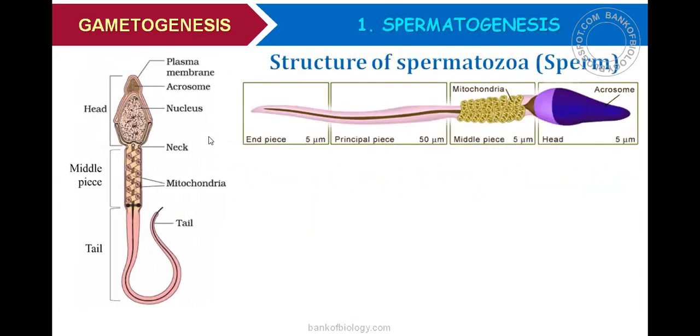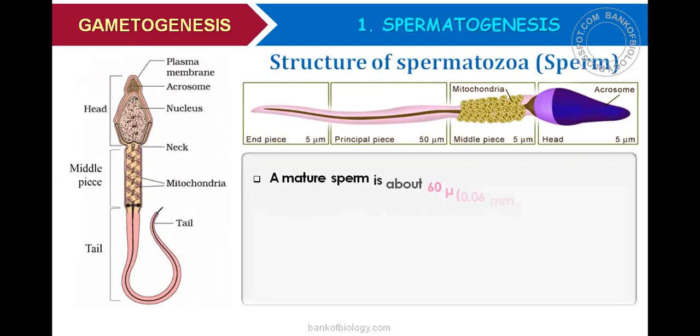So structure of spermatozoa, as we said earlier: head, middle piece, tail. That head is at the tip. It contains the Golgi complex. The Golgi complex is modified into the acrosome, which contains a lot of enzymes. And the middle piece has mitochondria, which act as the energy source while the sperm is moving towards the fallopian tube of the female, whereas the tail has an axial filament.